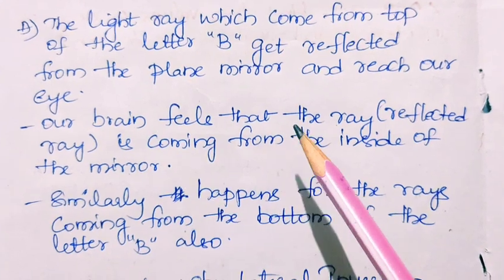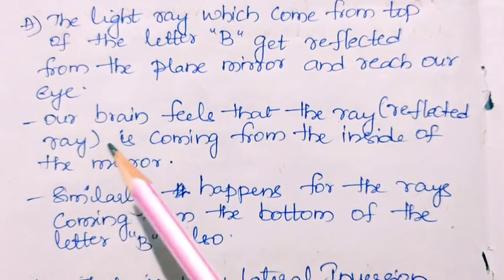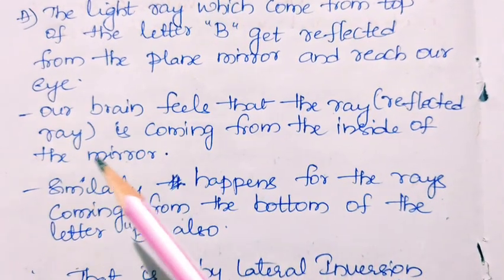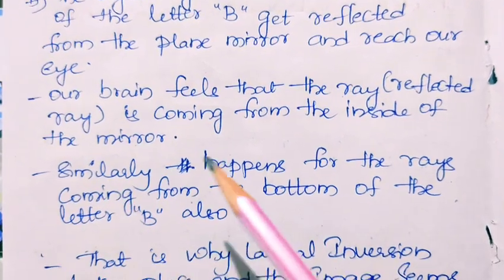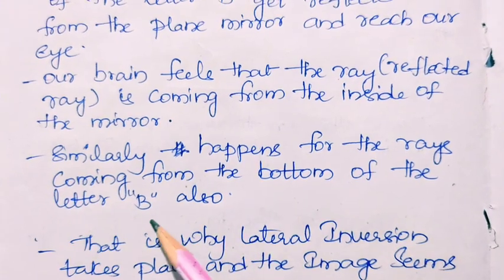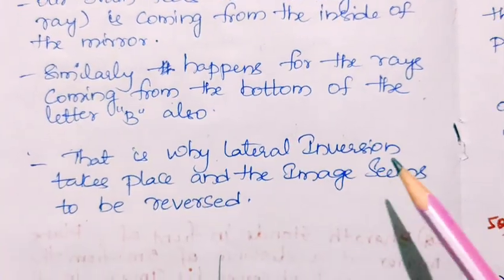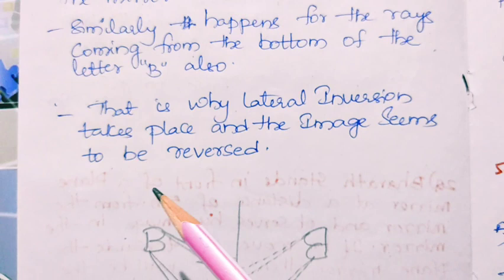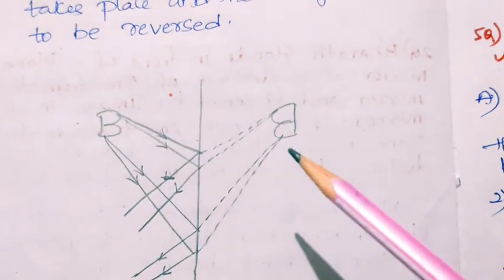Our brain feels that the reflected ray is coming from inside the mirror. Similarly, this happens for the rays coming from the bottom of the letter B also. That is why lateral inversion takes place and the image seems to be reversed like this.